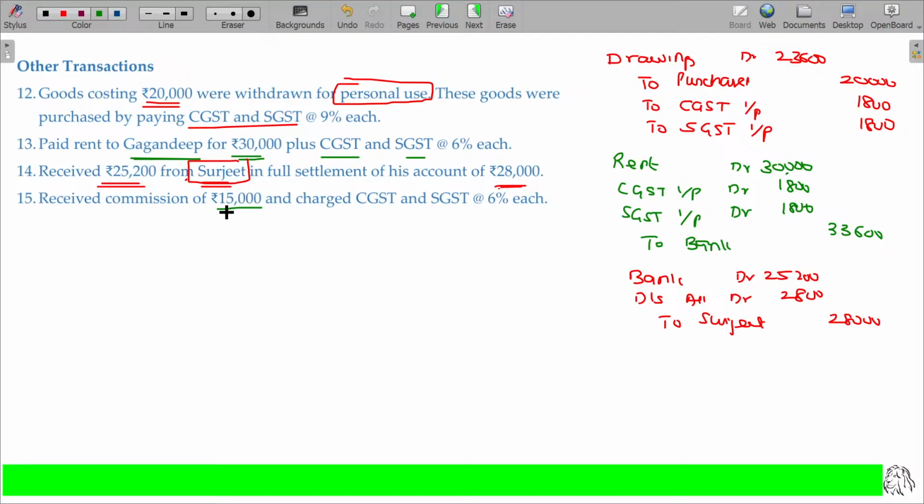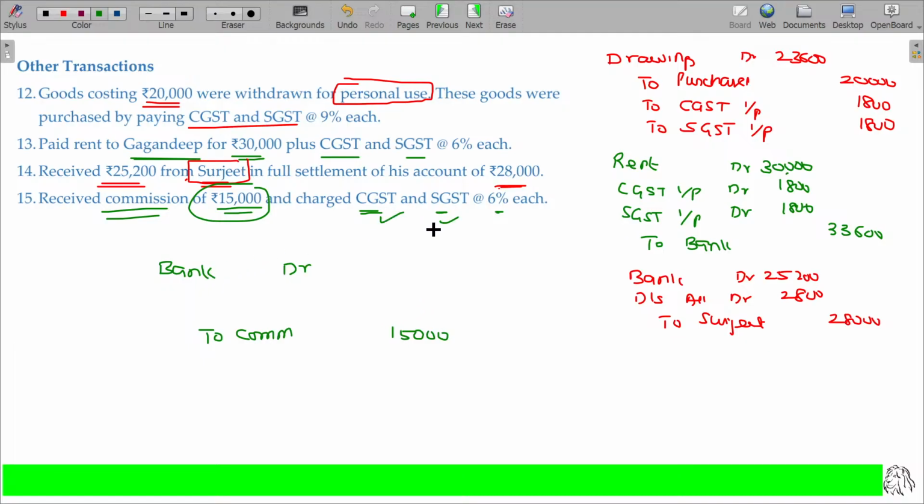Received commission rupees 15,000 and charged CGST and SGST 6% each. Received commission, so bank account debit, to commission. You are receiving commission worth 15,000, but you have to collect GST also. You are collecting CGST and SGST.